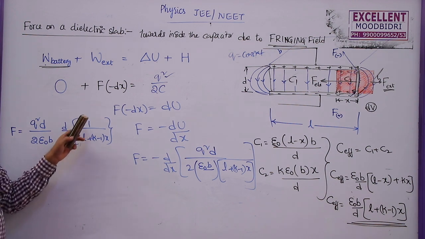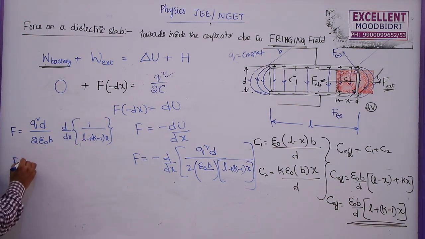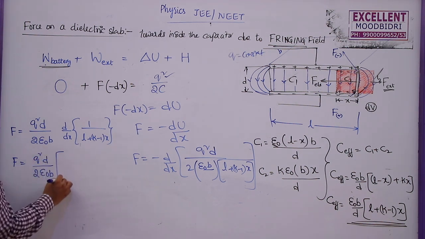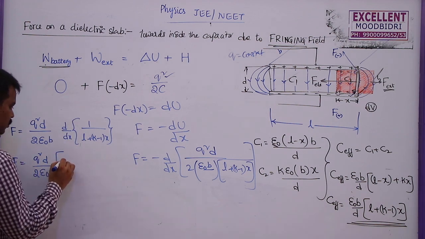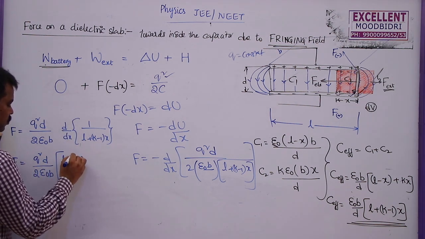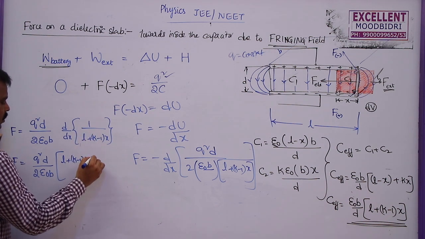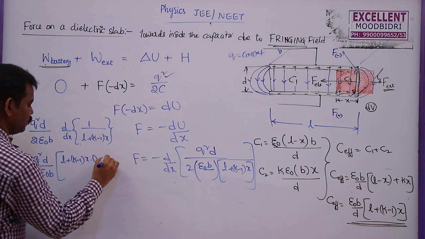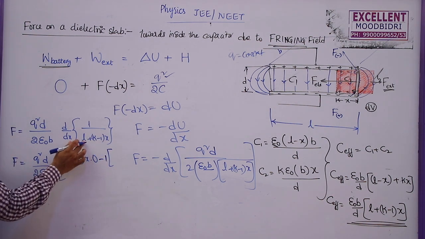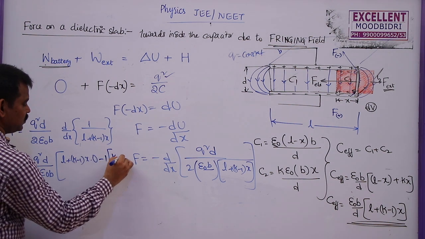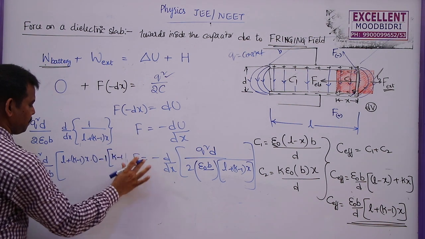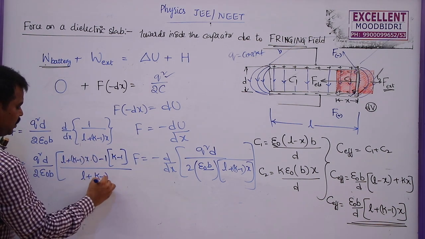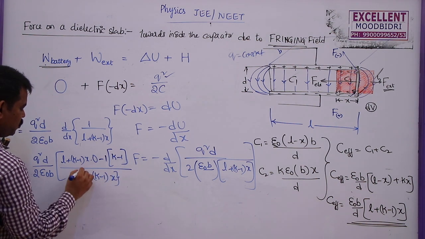Now this is a U by V form. So we can write F is equal to Q square D by 2 epsilon naught B, times U by V derivative: V into derivative of 1, which is 0 because 1 is a constant, minus U, which is 1, into the derivative of this, L is a constant so 0, and this is K minus 1. This is K minus 1 by V square, that is L plus K minus 1 into x whole square.